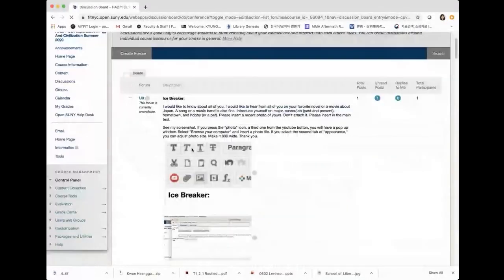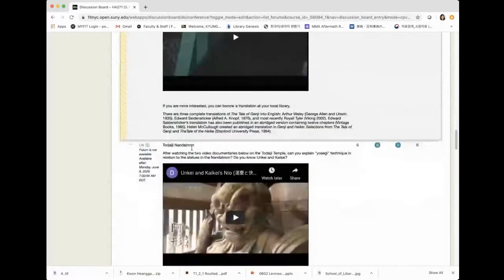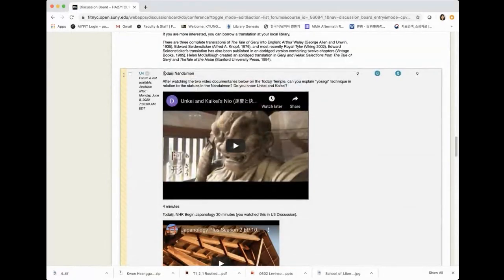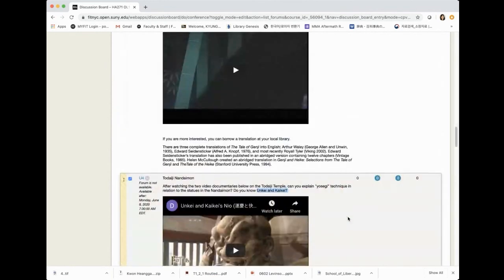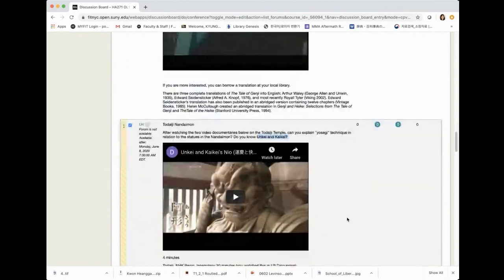The discussion is about a Nio colossal gate, and inside you're going to see two colossal guardian figures, Ah and Un. You can read about them and talk about Unkei and Kaikei. They are descendants of Jocho that I talked about in the Heian period. Anyhow, that's the discussion.